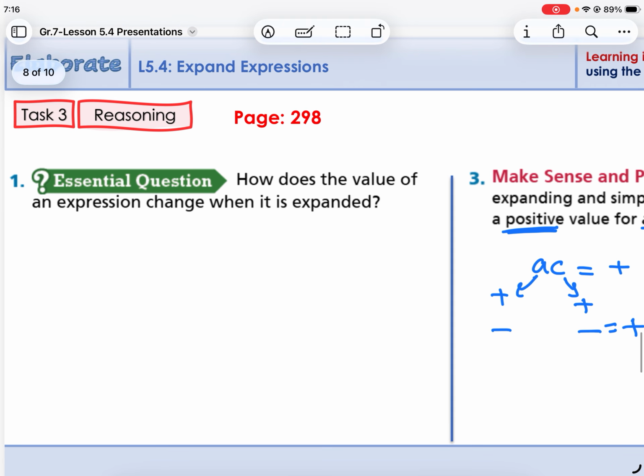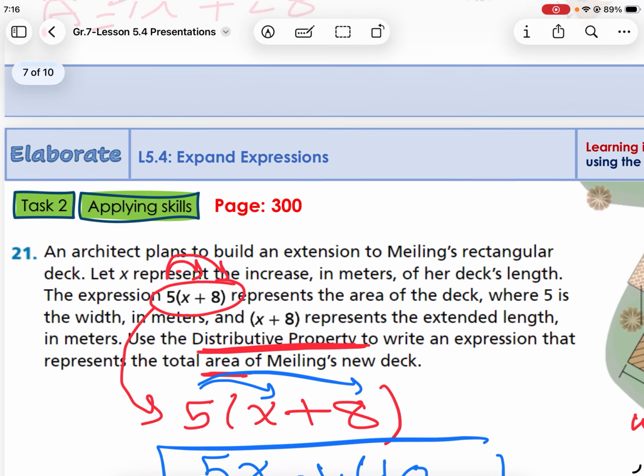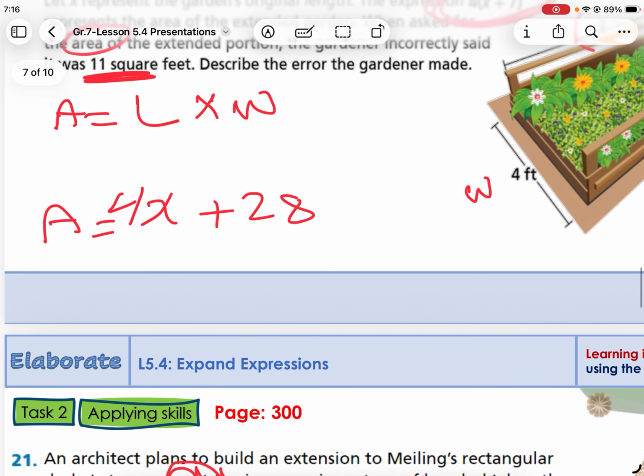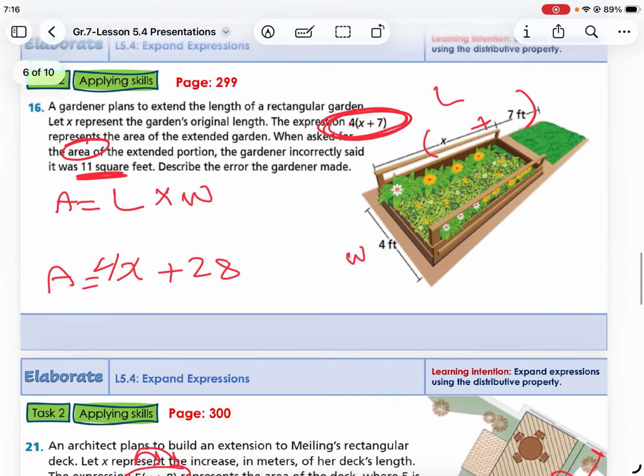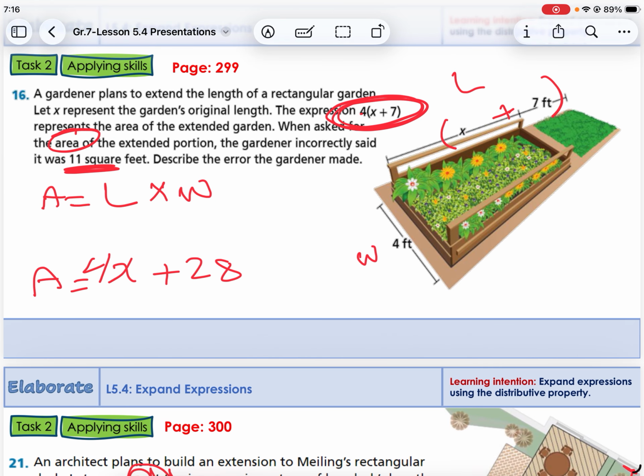So here, how does the value of the expression change if it's expanded? Does the value change? It doesn't change. With expanding expressions, you don't change the value, you just rewrite it in a different way. So that's it for expanding expressions.